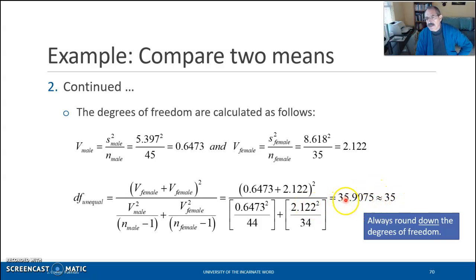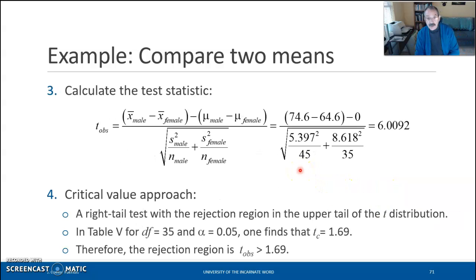Here you will think that this should be 36, but we're always rounding down. All right, so the degrees of freedom for this t-distribution is 35. With this, then we proceed to calculate the test statistic.